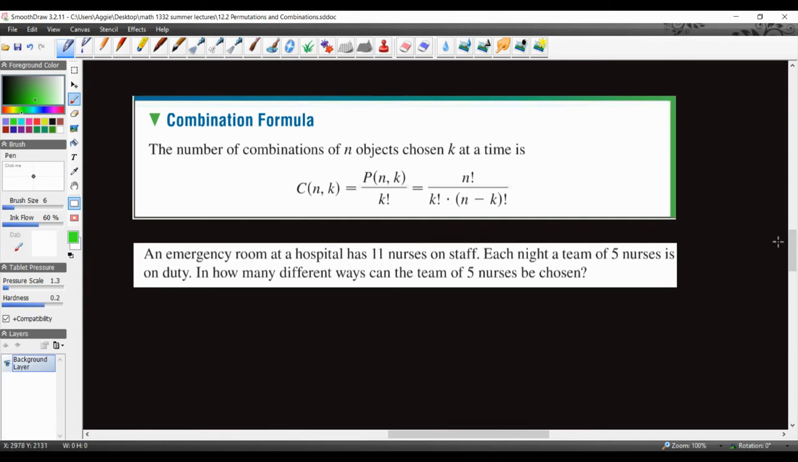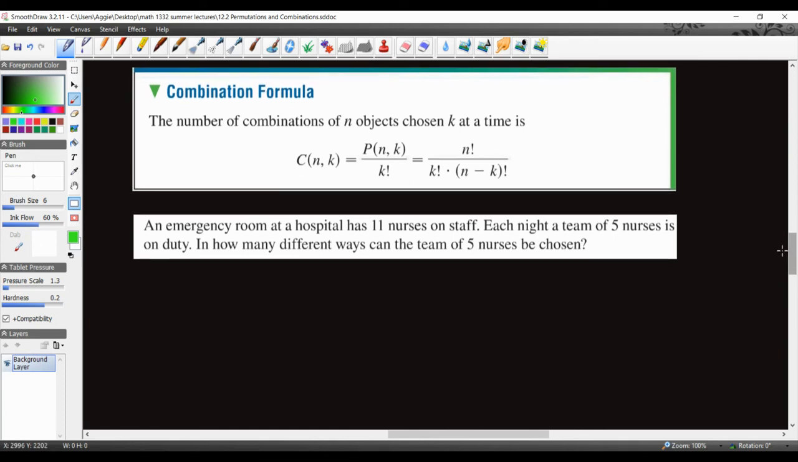An emergency room at a hospital has 11 nurses on staff. Each night, a team of 5 nurses is on duty. In how many different ways can the team of 5 nurses be chosen? So we don't really care what order the nurses are chosen. We want 5 nurses to be on staff at all times. So we're going to go ahead and use this example with this formula.